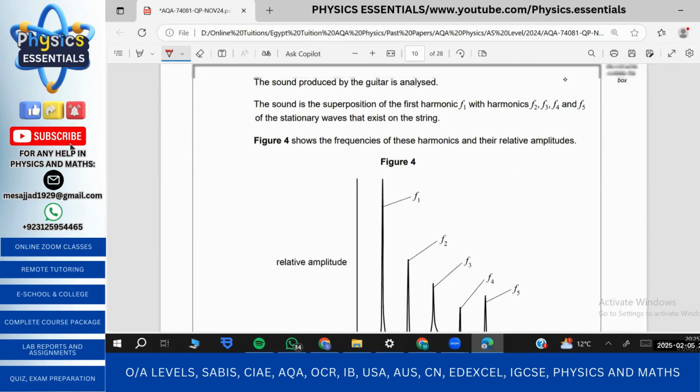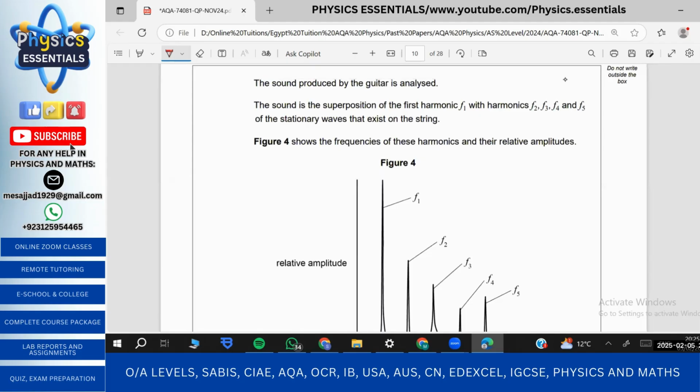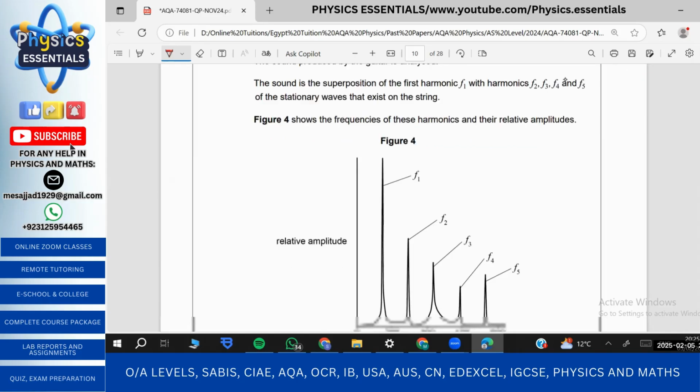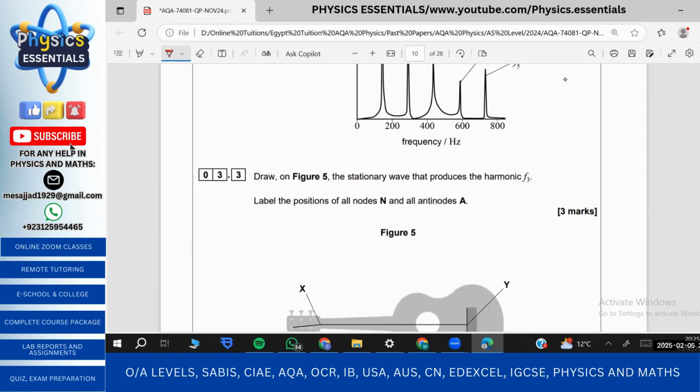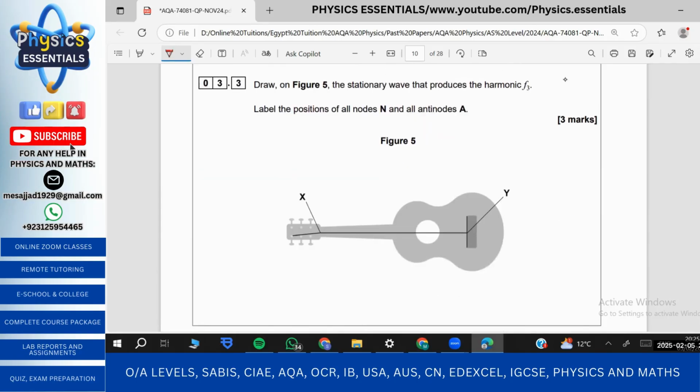Okay. So the sound produced by the guitar is analyzed. The sound is a superposition of the first harmonic F1 with harmonics F2, F3, F4, and F5 of the stationary waves that exist on the string. Figure shows the frequencies of these harmonics and their relative amplitudes. Draw on figure 5 the stationary waves that produce the harmonic F3. Label the positions of all nodes N and antinodes A.